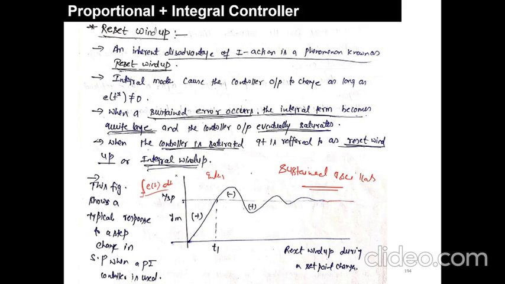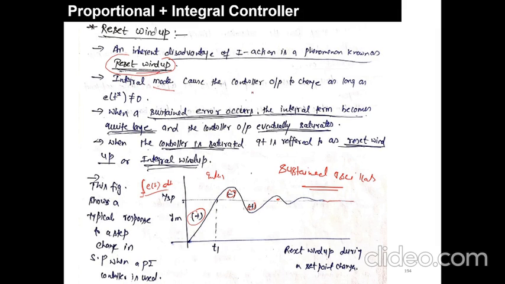Due to this plus minus, the positive area, negative area, positive area, negative area, when calculated algebraically overall, it becomes zero. This is known as the reset windup, an inherent disadvantage of the integral controller. And why is it so? How does it come about?